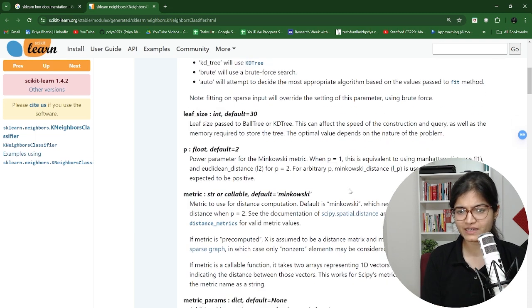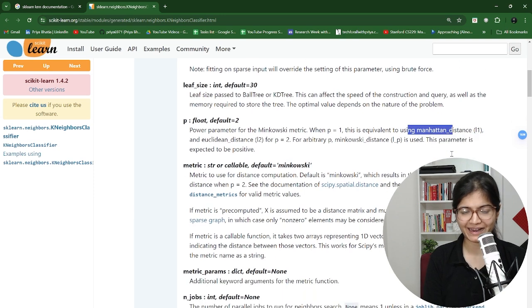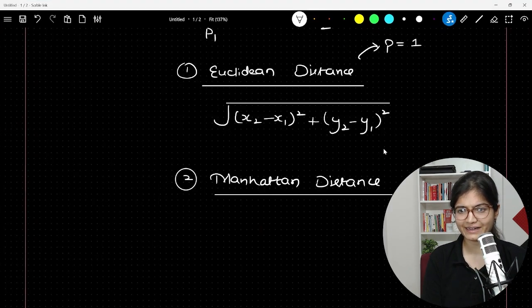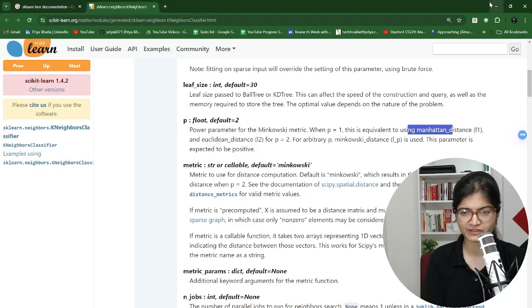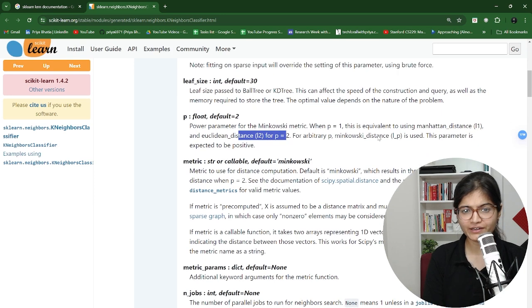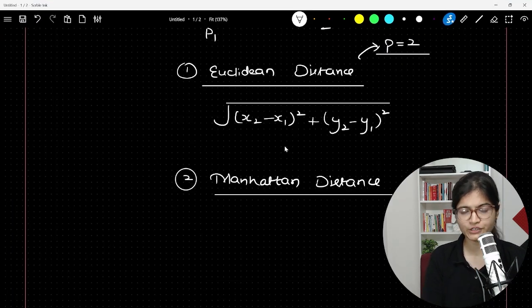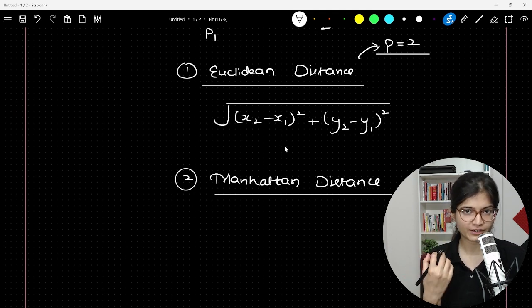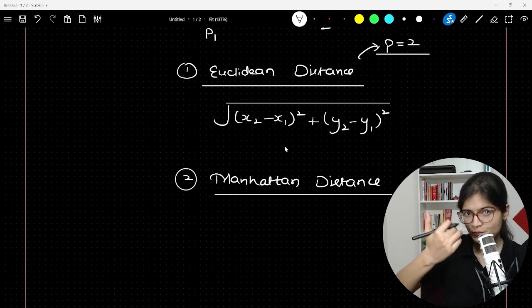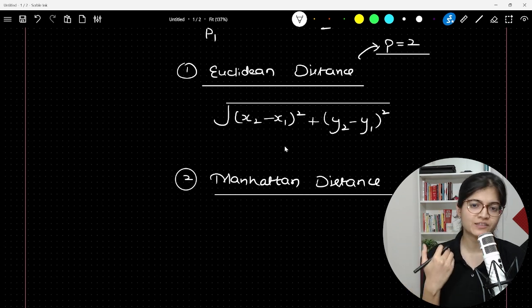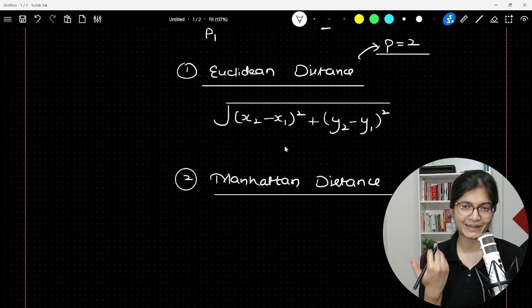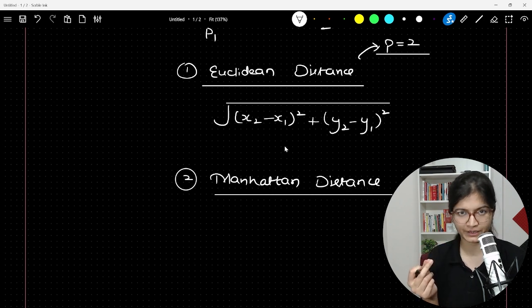Now you can see when P equals 1, this is equivalent to Manhattan. So it clearly indicates that when P equals 2, which is the default, it indicates the Euclidean distance. Here you can see the default value of P is 2 only. That's what I was talking about. That default is the Euclidean distance. It means that whenever you call the KNN algorithm in your code implementation, in terms of getting the distance value, it will always go for Euclidean if you do not manually set the P value as 1, right?